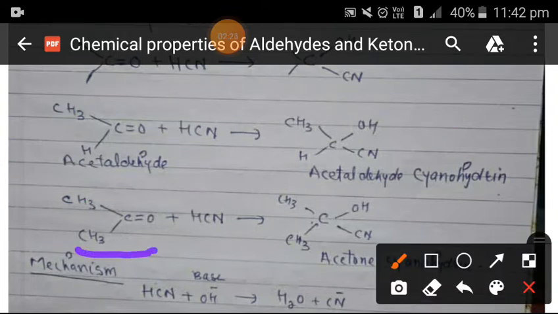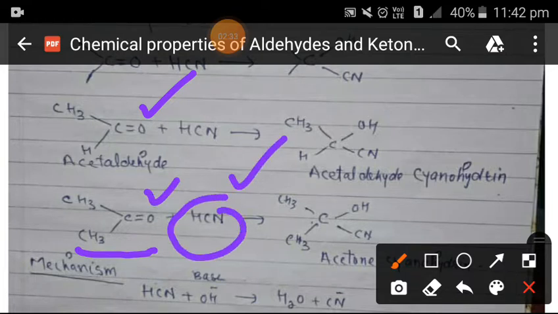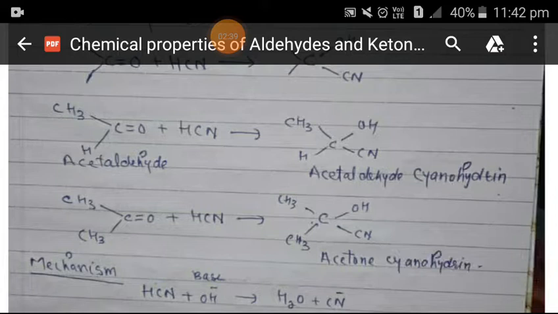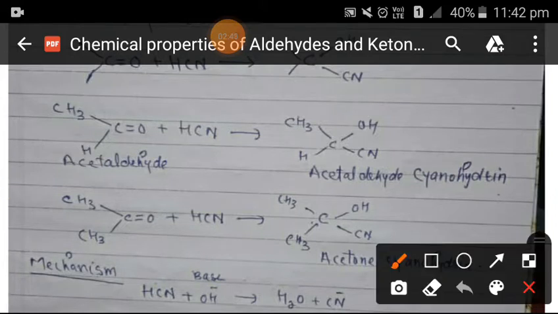Similarly, we will take another example. This was an aldehyde and this is a ketonic group, and when treated with the hydrogen cyanide reagent, the addition product formed is a cyanohydrin that is called acetone cyanohydrin. Clear?